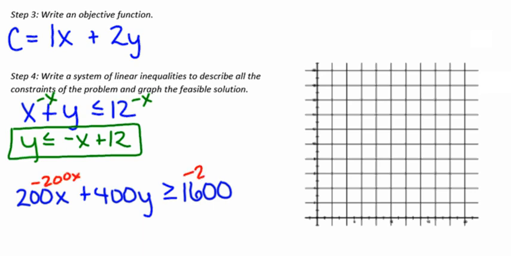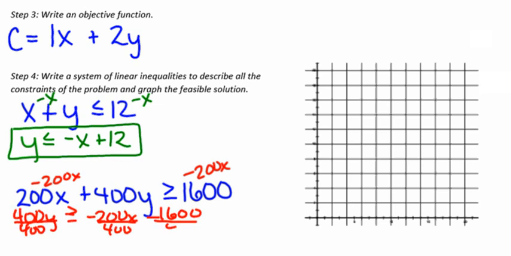Subtracting 200x from both sides. 400y is greater than or equal to negative 200x plus 1,600. And I want to divide everything by 400 to get y by itself. Y is greater than or equal to negative 1/2 x plus 4. And that will be our red graph.